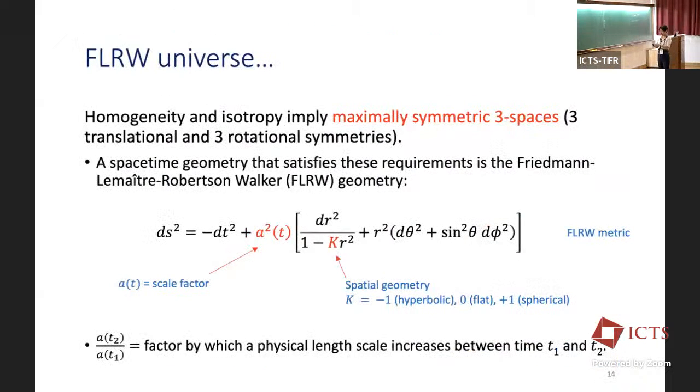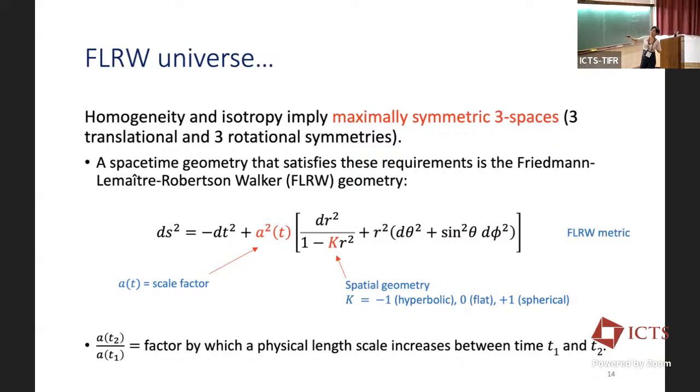If you have homogeneity and isotropy, that implies a maximally symmetric 3-space, which means that your space has three translational and three rotational symmetries. If I want to describe this kind of space-time, there's one metric that does the job quite well. That's called the Friedmann-Lemaitre-Robertson-Walker, or FLRW, metric, and it looks like this. This is your line element. This is the time part, which looks kind of standard, and this part here is the space part, expressed in spherical coordinates. This is kind of standard spherical stuff.